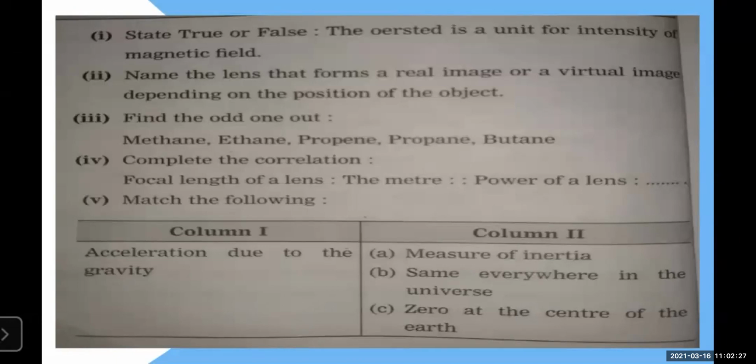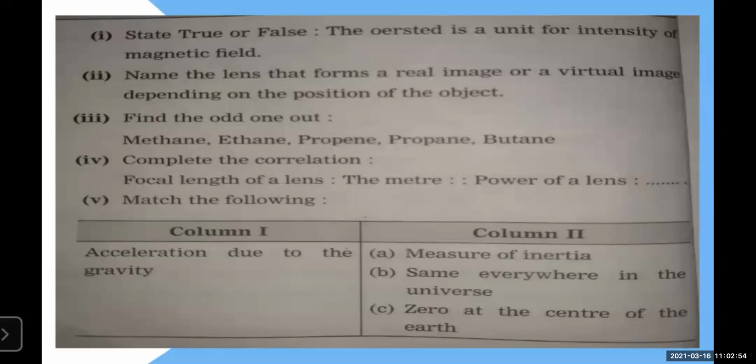Next question number 4. Complete the correlation. So only write down the question number. Don't write complete the correlation. But in the correlation, write down the main answer, like focal length of a lens. It is measured in meter. Focal length of the lens, it is measured in meter. This relation is given. By understanding this relation, you have to write down the answer.